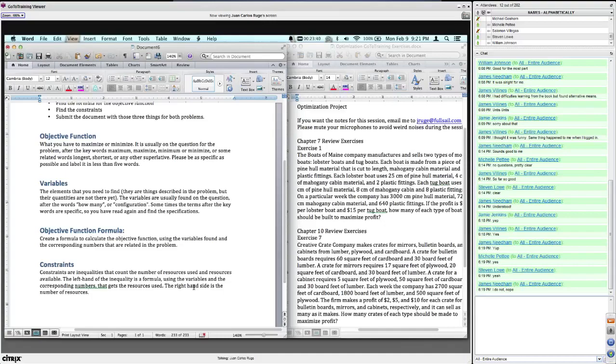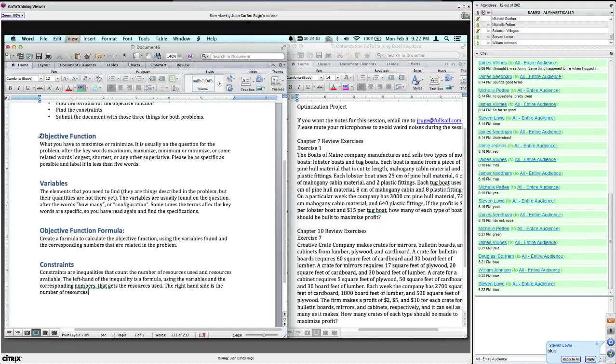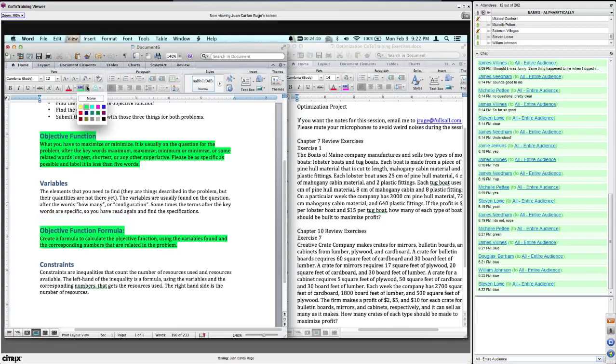I'm going to ask you something, guys. Look here and give me a color. Which color of those do you want? Okay, so I saw green and blue. So green is going to be the objective function. Every time we see something about the objective function, it's going to be green. And every time we see something about the variables, we're going to use light blue. I don't like dark blue because it is impossible to see. Let me check.